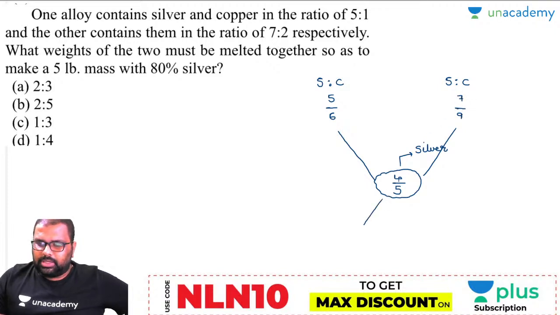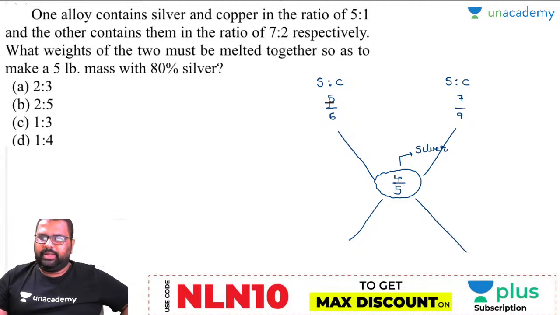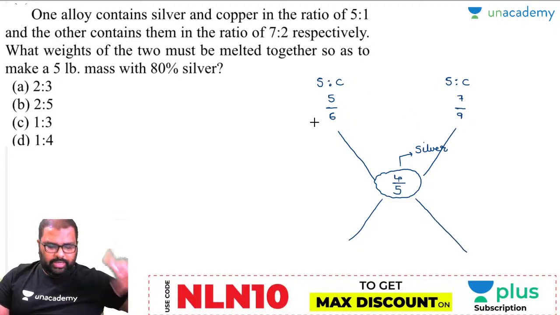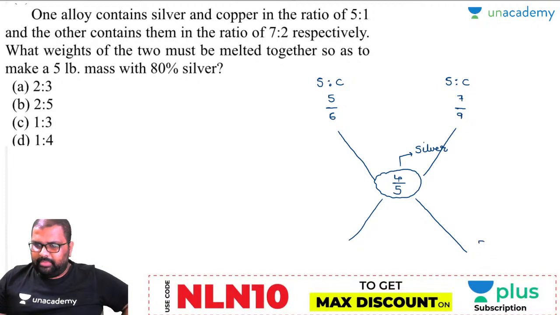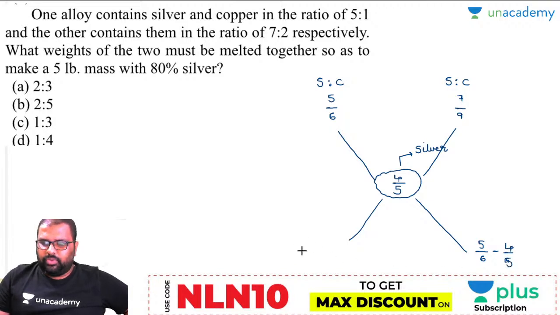Now you can crisscross this easily and then find out the answer there. 4 by 5 is 0.8. 5 by 6 is how much? 0.8 more than this. So 5 by 6 minus 4 by 5. Now here 7 by 9 is the lower value. So 4 by 5 minus 7 by 9. Now you can calculate like this.